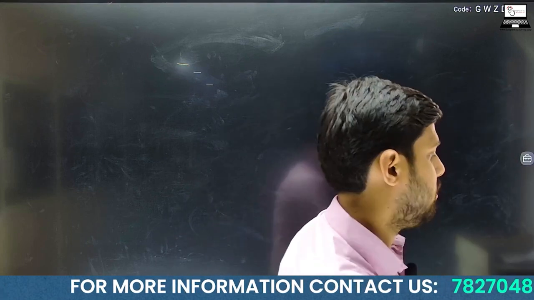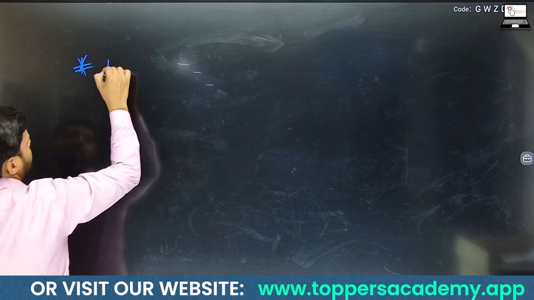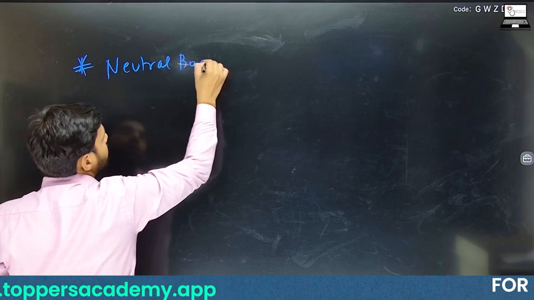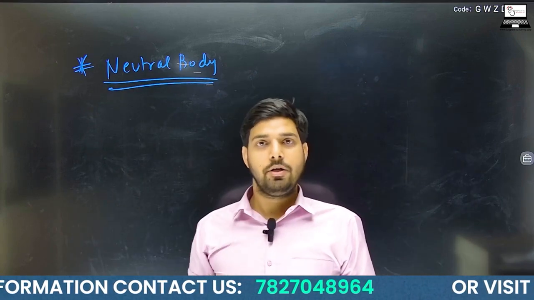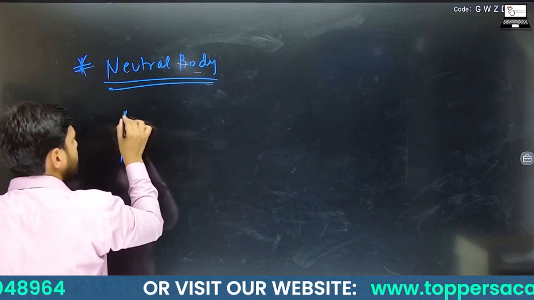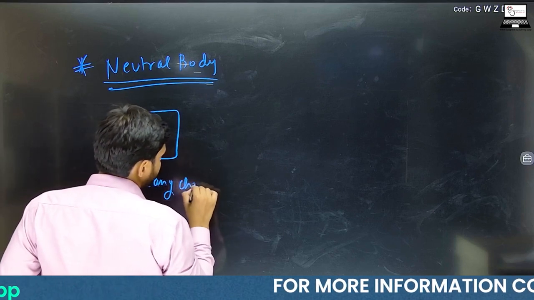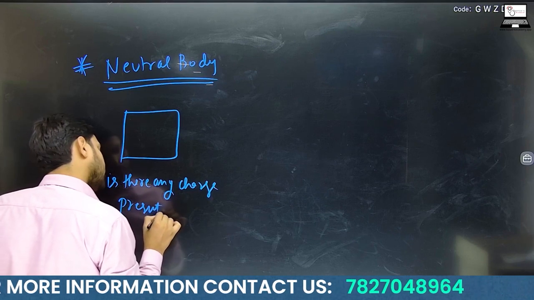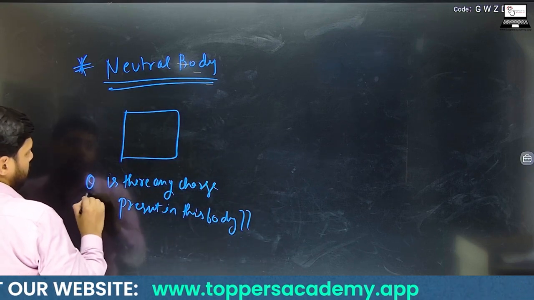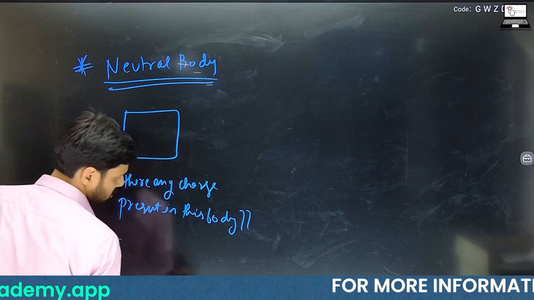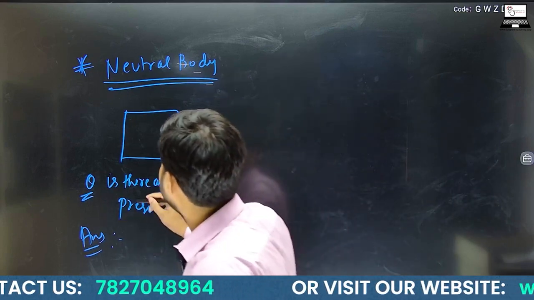Now what we are going to study is something basic. Third thing is what, sir? A neutral body. This is one of the most confusing things. Let us suppose we have this neutral body. And if I ask, tell me, is there any charge present in this body? Question mark. So, what will be your answer? State your answer. What will be your answer if someone asks, does a neutral body consist of charge?